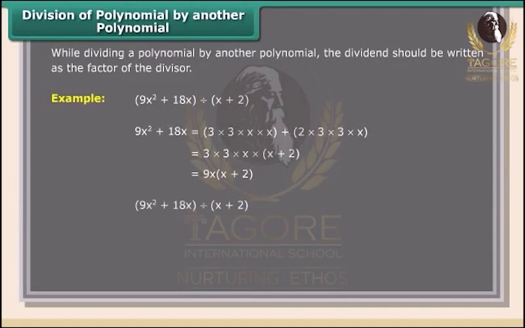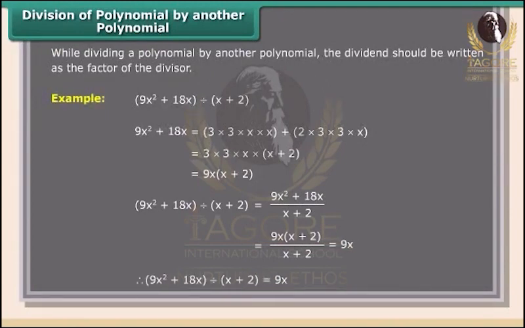9x square plus 18x divided by x plus 2 is equal to 9x square plus 18x upon x plus 2, which is equal to 9x into x plus 2 upon x plus 2, which is equal to 9x. Therefore, 9x square plus 18x divided by x plus 2 is equal to 9x.